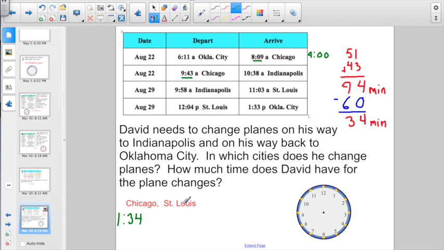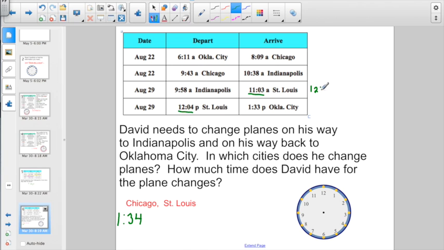Let's go ahead and try it again for St. Louis. So in St. Louis, he's arriving at 11:03 and departing at 12:04. So let's go and count the number of minutes. First of all, from 11:03 just to straight up 12 o'clock, right? How many minutes would there be between 11:03 and 12 o'clock? Do you see it? You would have 57 minutes between 11:03 and straight up 12 o'clock.